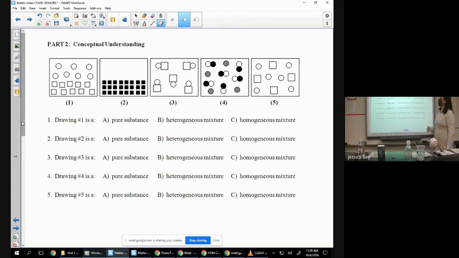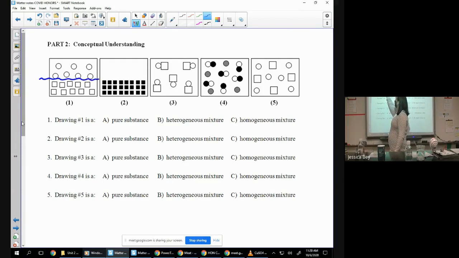I want you to go through and tell me, do you think box 1 is representing a pure substance, a heterogeneous mixture, or a homogeneous mixture? And I currently see that there is a distinct lineation between whatever is on top and whatever is on bottom, okay?